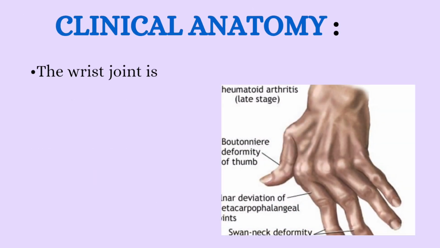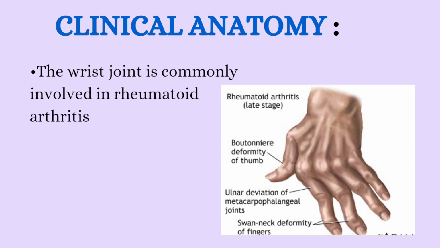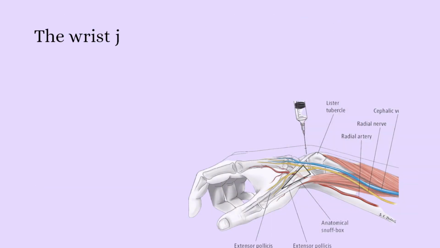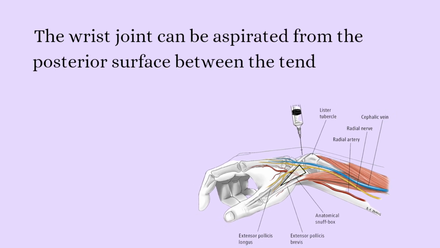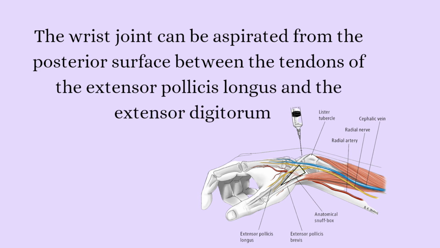The clinical anatomy of the wrist joint. The wrist joint is commonly involved in rheumatoid arthritis. The back of the wrist is the common site for a ganglion. The wrist joint can be aspirated from the posterior surface between the tendons of the extensor pollicis longus and the extensor digitorum. So that's it for today guys.